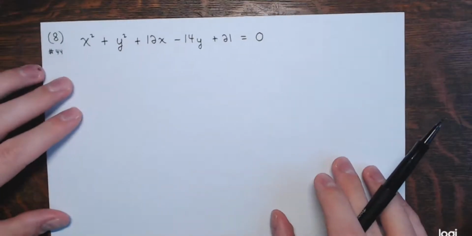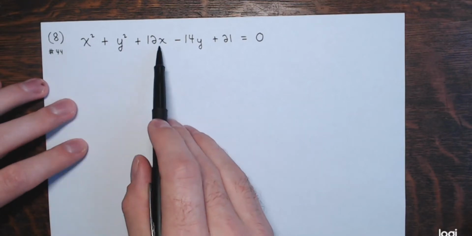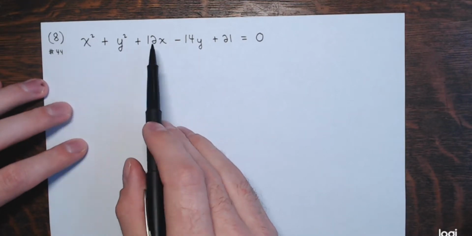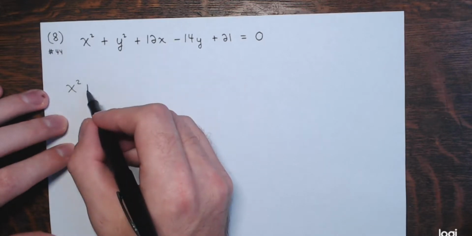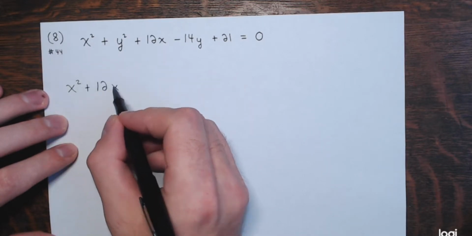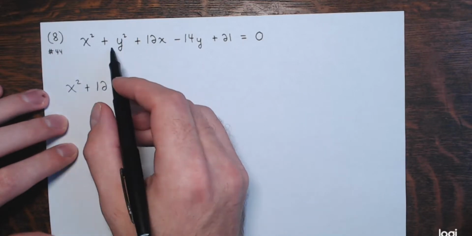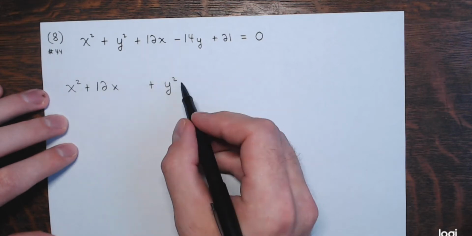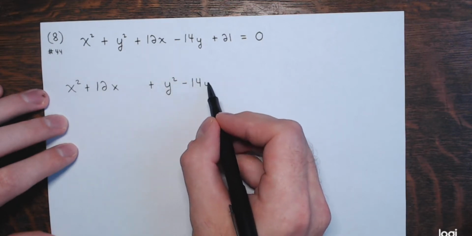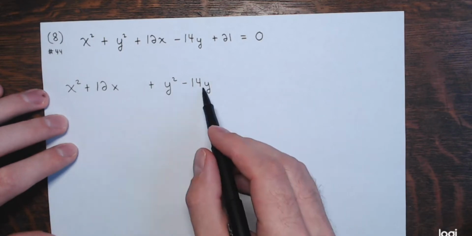All right, so number 8, exercise 44. See, I've got an x squared term, but I also have this x to the first term, so I need to complete the square. So I'm going to rearrange these. We have x squared plus 12x, and then I'll leave some space because I can complete the square on these. Then we have a positive 1y squared term, and then minus 14y to the first. And then I'm going to leave some space to complete the square in the y's.